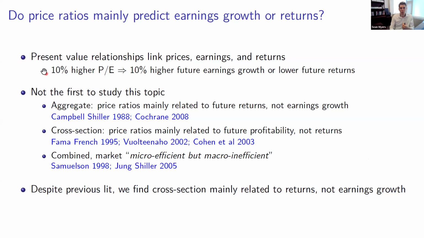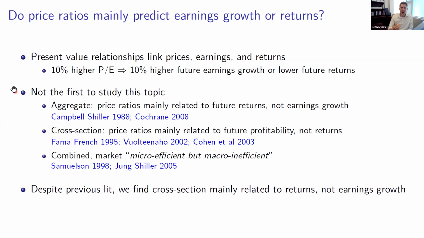So approximately what we have is that a stock with a 10% higher price earnings ratio needs to have either 10% higher future earnings growth or 10% lower future returns, or some combination of the two. But the main thing is that it needs to add up ultimately. So we need to see not just which direction earnings growth and returns go, but quantitatively how large are the future returns, how large is the future earnings growth.